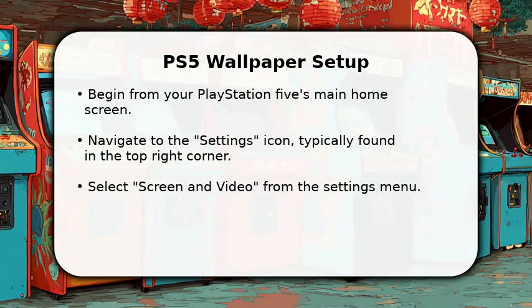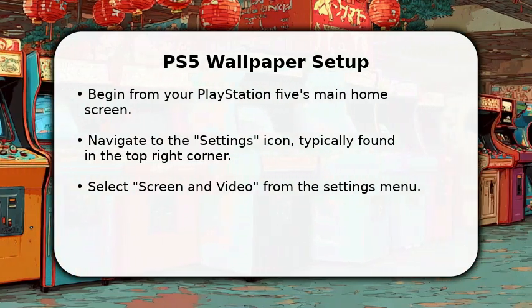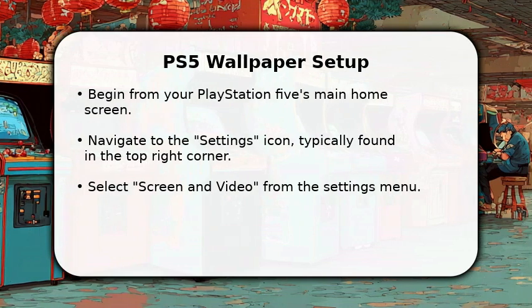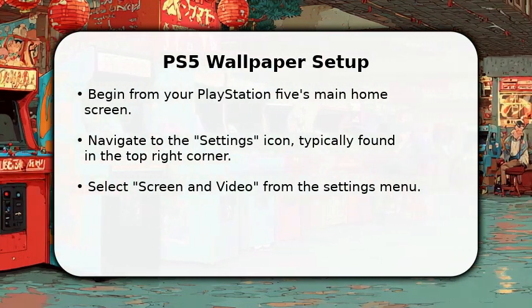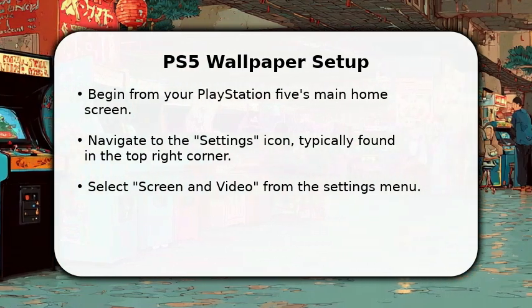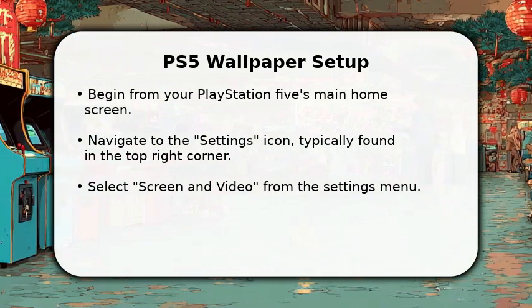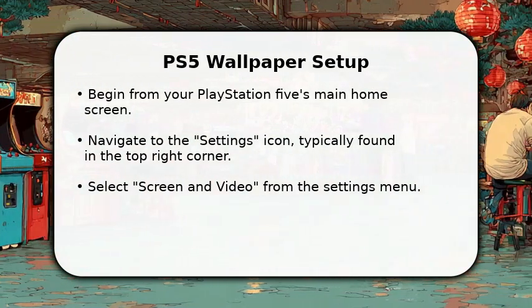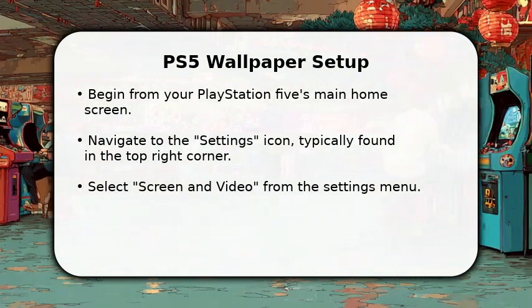In this video, I will show you how to get a wallpaper on your PS5. First, from your PlayStation 5's main home screen, simply scroll up to the top right corner and select the Settings gear icon. Once inside the Settings menu, you'll want to scroll down and choose Screen and Video. From there, look for the Wallpaper or Background option to begin customizing your console's appearance. It's a straightforward process to personalize your gaming experience.